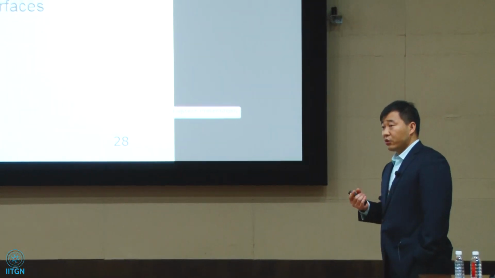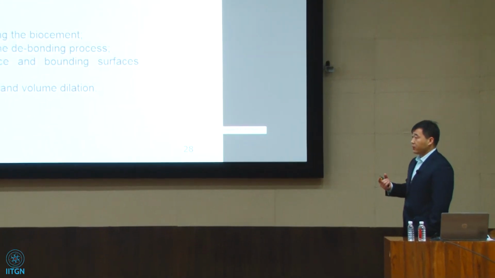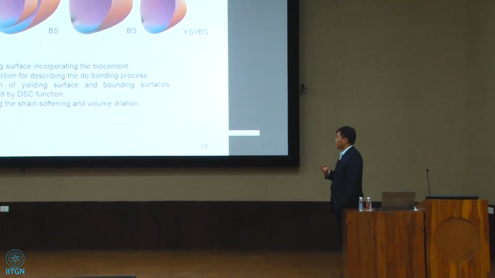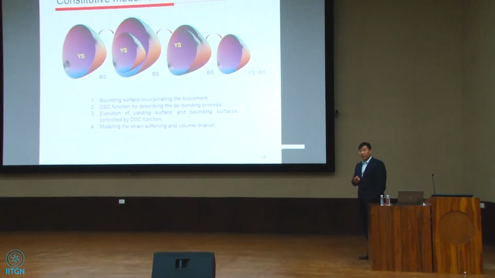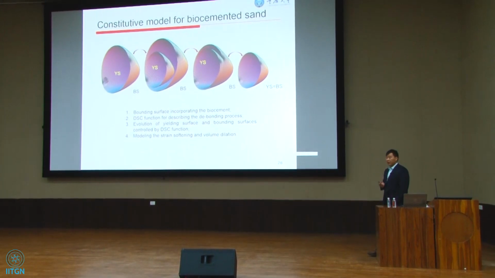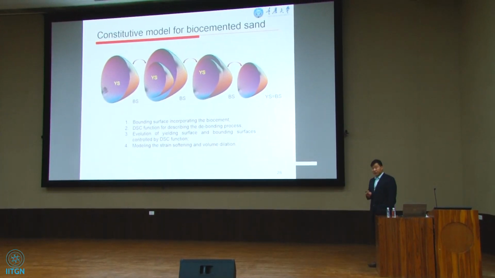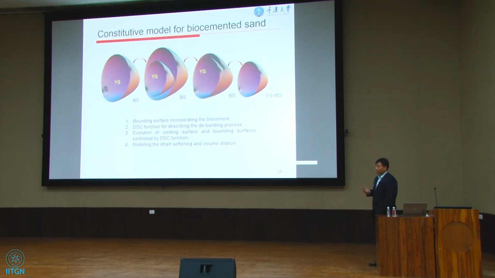And we prepared the manuscript for the IACMAG symposium here. And in the next step, we will do some constitutive modeling. First, we need to define the bonding surface incorporating the biocementation. And the next step, we need to define the DSC function to describe the debonding process. This is important. And we need to use this DSC function to link and to find the evolution between the yielding surface and the bonding surface. And the next step, we could use this model to describe the strain softening and the dilation behavior.